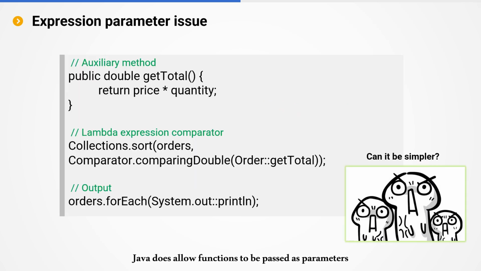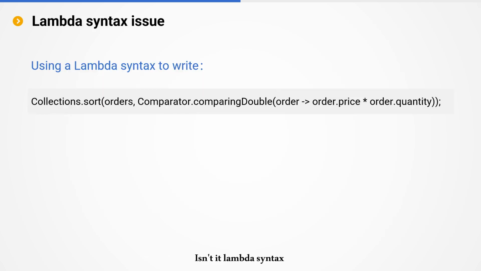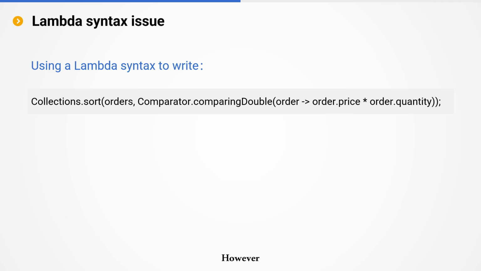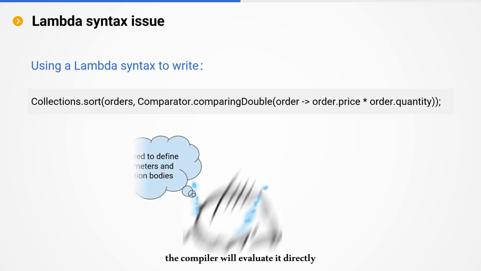Java does allow functions to be passed as parameters, but it requires a more complex approach, which needs defining the function beforehand. Isn't it Lambda syntax that allows passing functions as parameters without defining them beforehand? Java now supports this. That's right. Java now supports Lambda syntax for defining anonymous functions as parameters. However, it cannot be written as a simple expression, otherwise, the compiler will evaluate it directly.